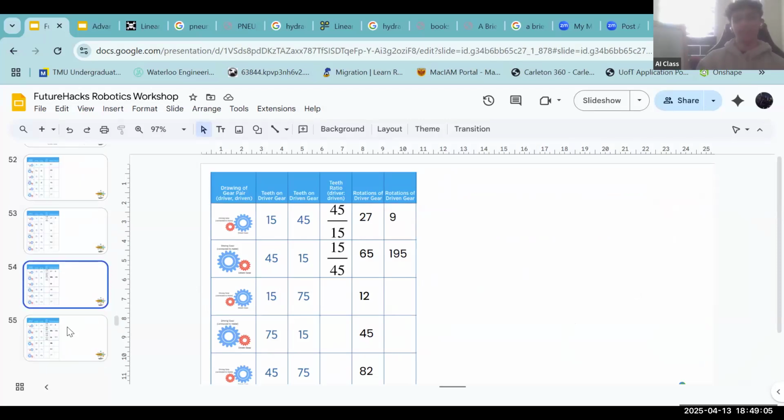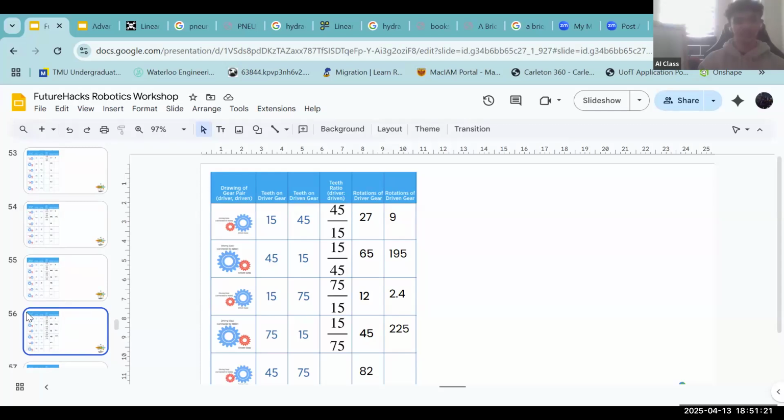So now if I rotate the driver gear 12 times, how many times am I gonna rotate the driven gear? 3/2. Yep. So I rotate that small gear 3 times, I rotate the driven gear 2 times. Okay, a little bit harder. I rotate the driver gear 82 times. How many times does the driven gear, the bigger gear, rotate? So since it is the bigger gear, it should rotate less because it has more teeth.